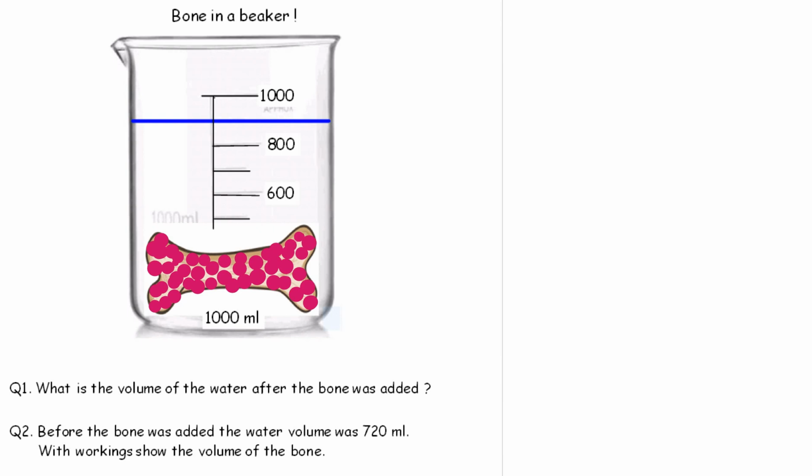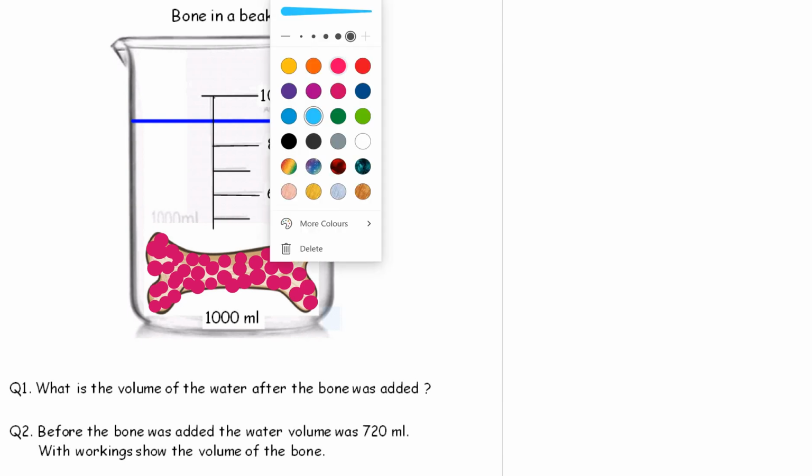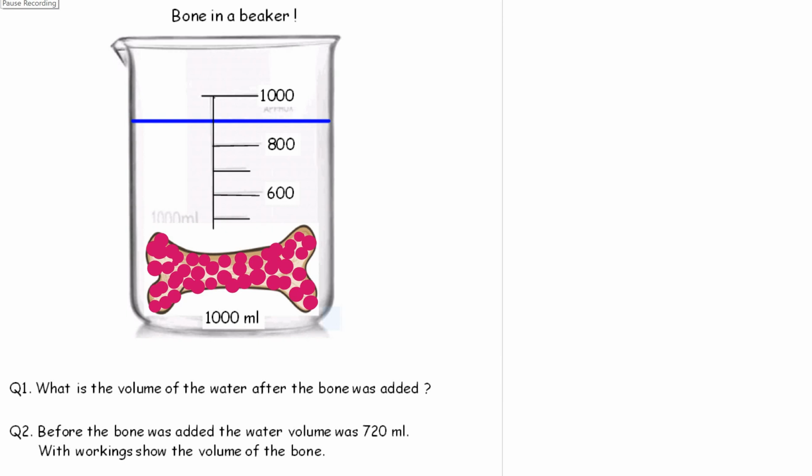You should be able to see here that the volume is in between 800 and 1000, so it's 900 millilitres or centimetres cubed. So that's your answer to question 1.